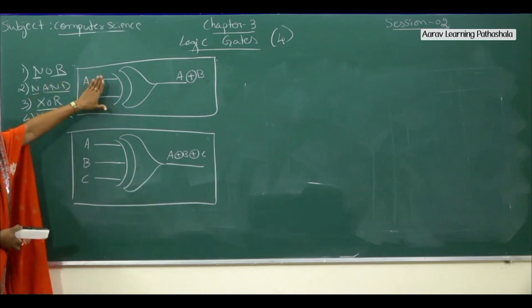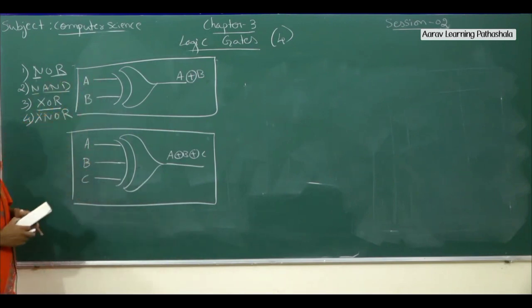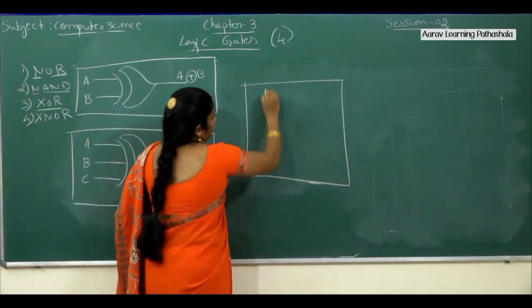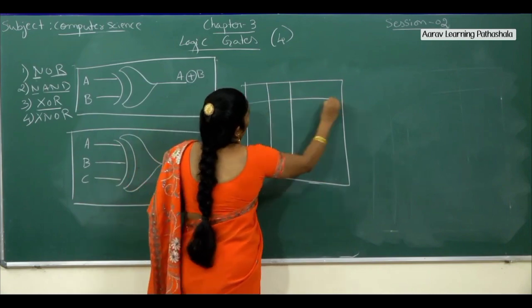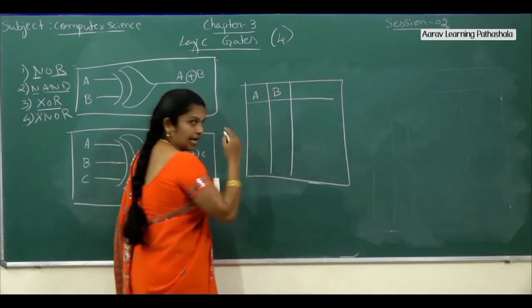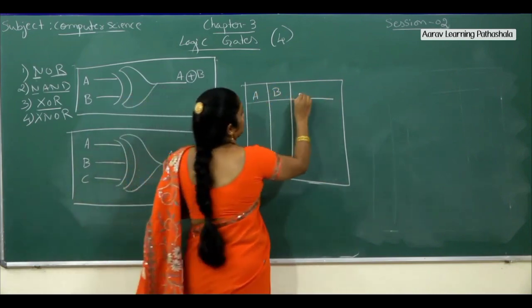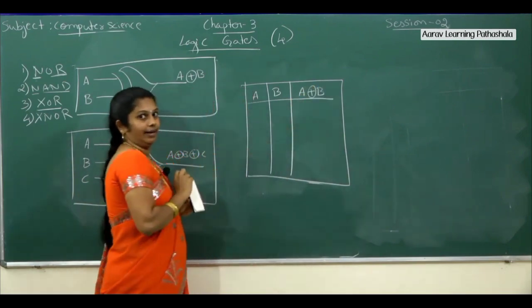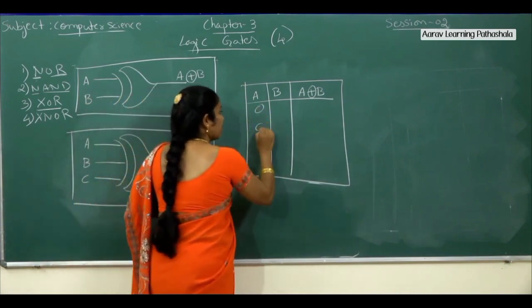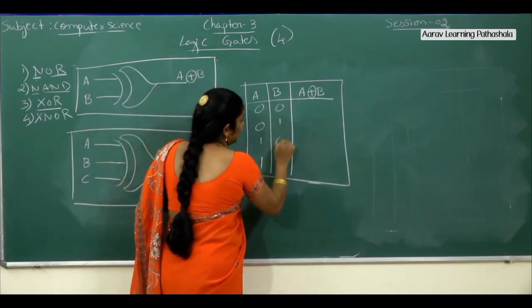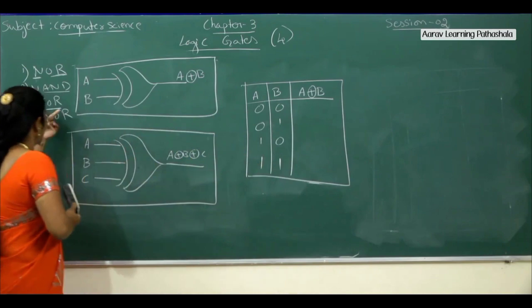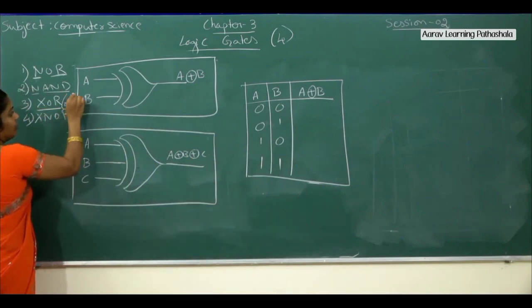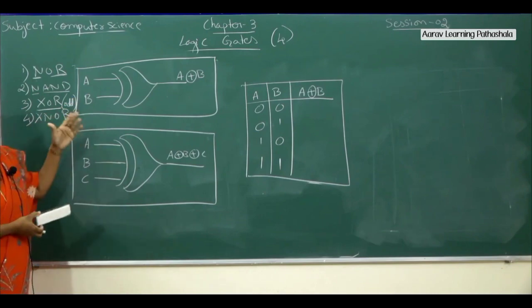Now you studied how to write the symbol. Now how to write the truth table. For example, if you have 2 variables, then A, B. This is the input variable. The output here we use, right? A plus B whole bar we are writing. 0 0 1 1, 0 1 0 1. Whereas in the XOR gate, if you get an odd number of times 1, then the output becomes 1.